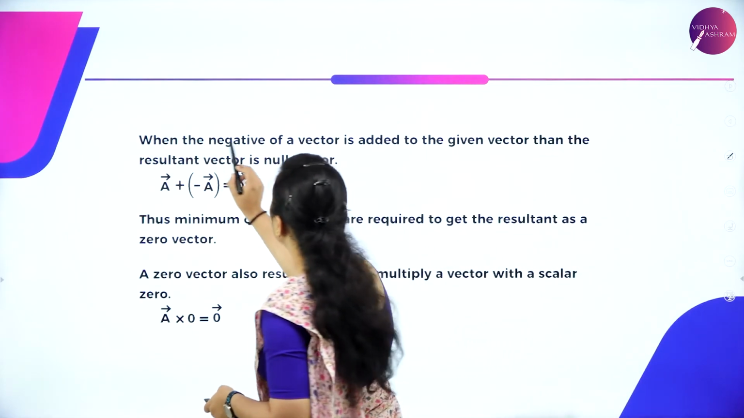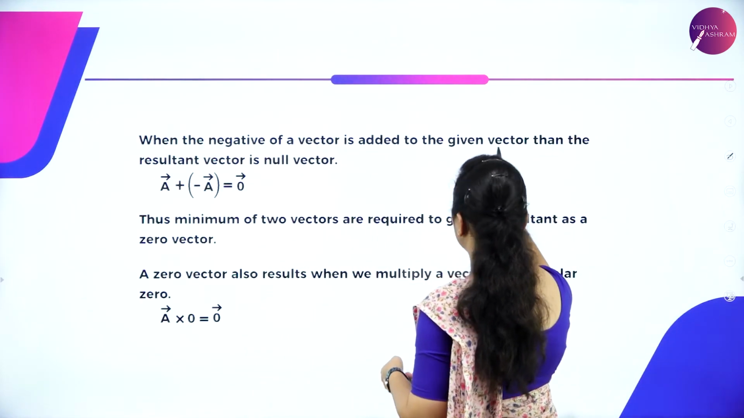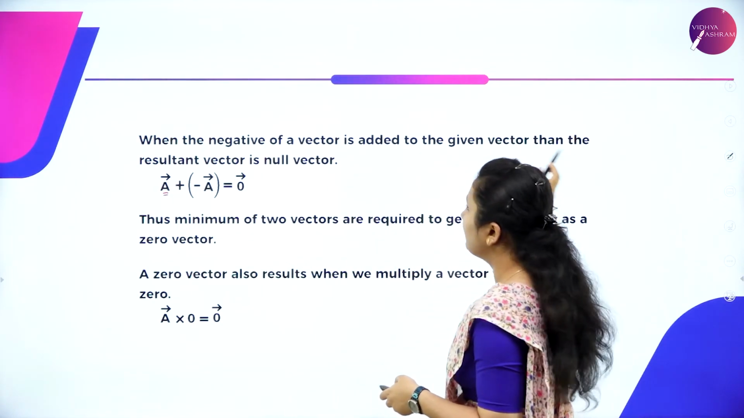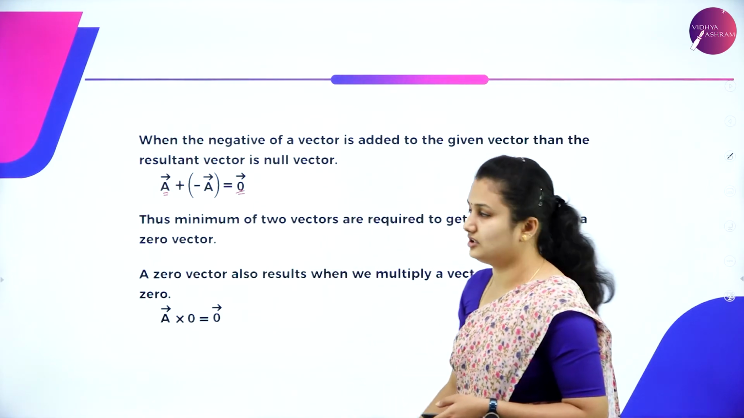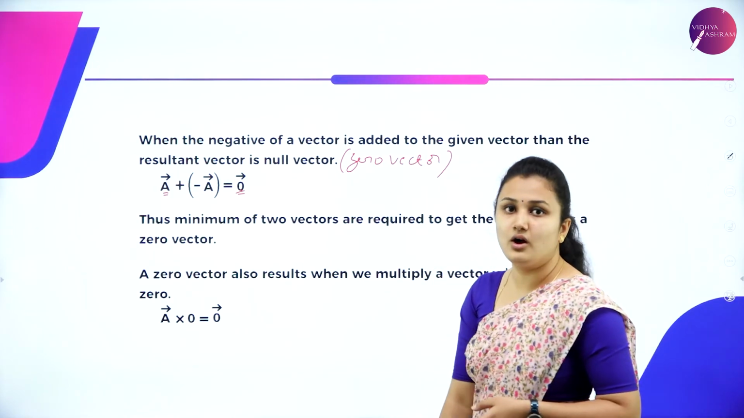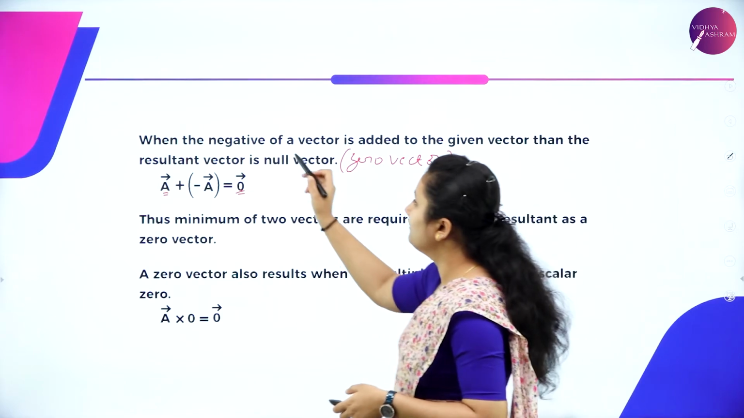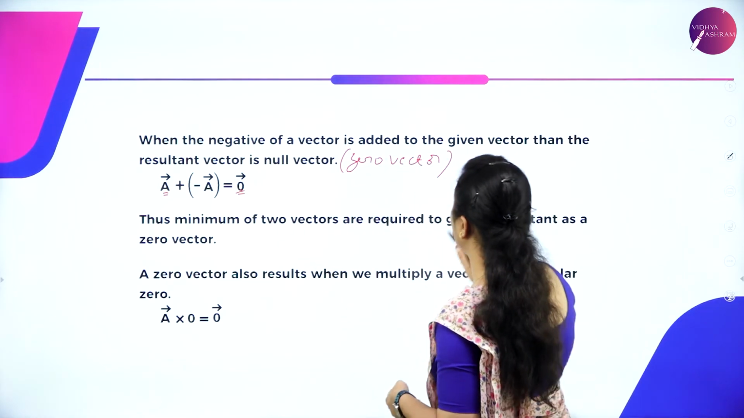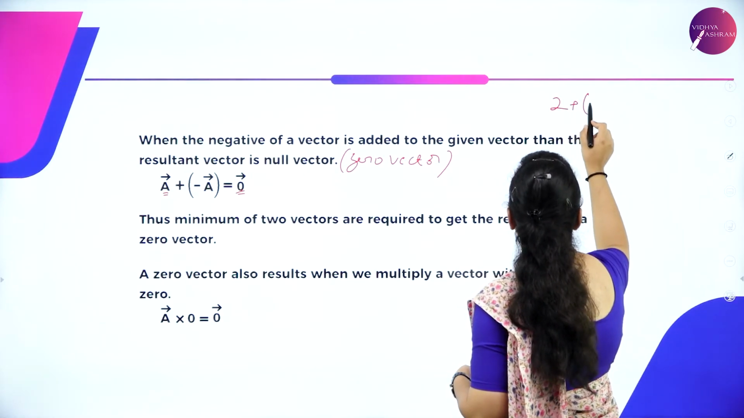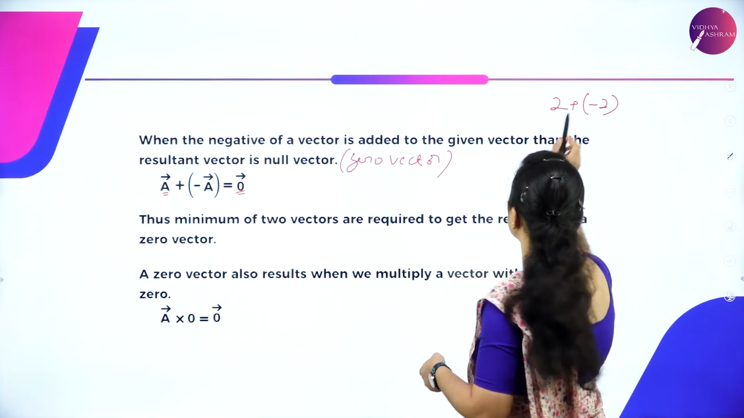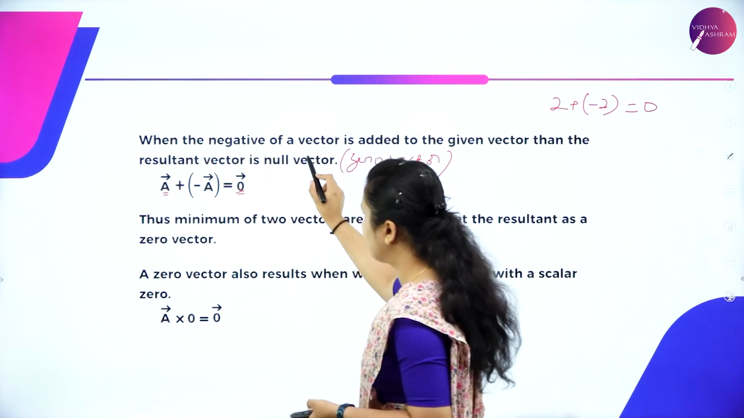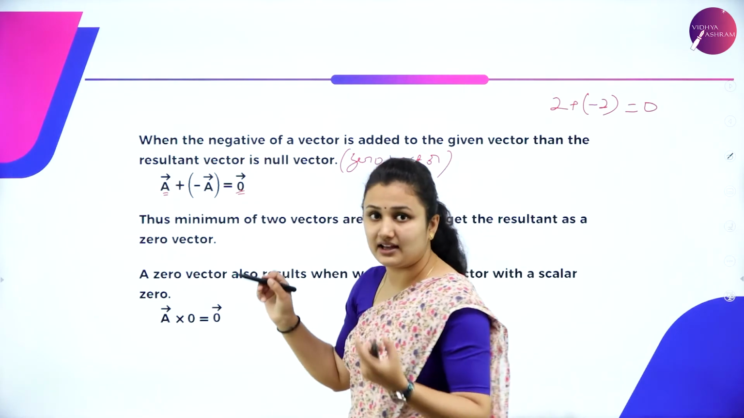Next, when the negative of a vector is added to a given vector, the resultant vector is a null vector or a zero vector. For example, you have 2. When you add the negative, -2, plus and minus give minus, and 2 minus 2 is 0. Similarly, when we talk about a negative vector, we are talking about a vector which has direction also.